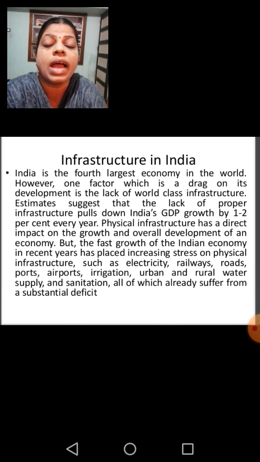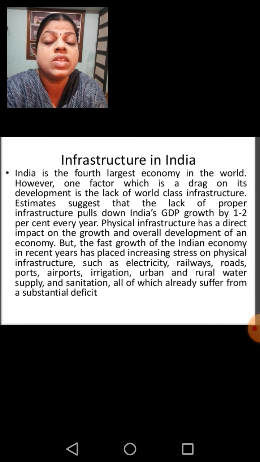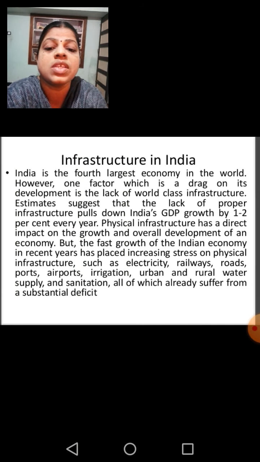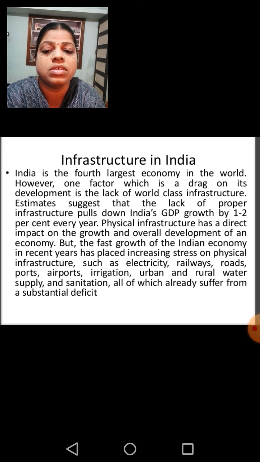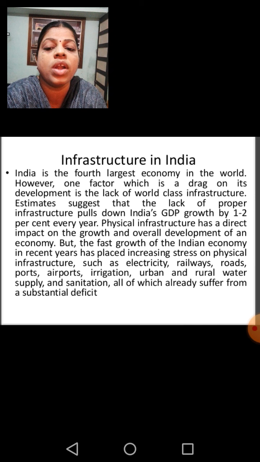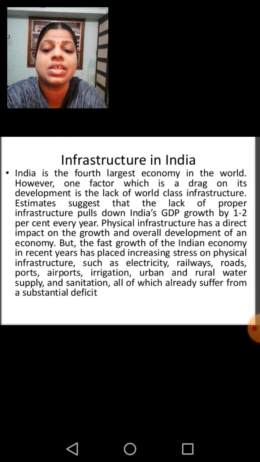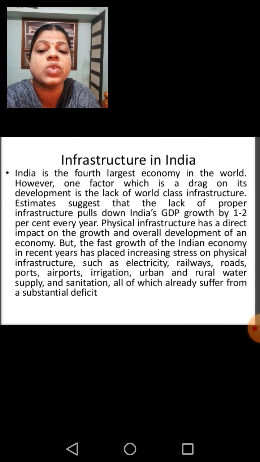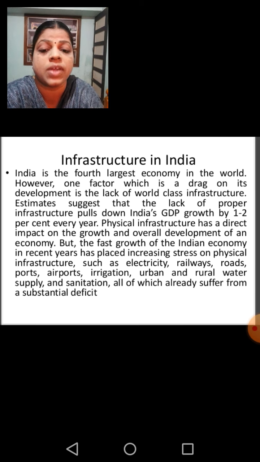And we know that India is the 4th largest economy in the world. However, one factor which is a drag on its development is the lack of world-class infrastructure. Various estimates suggest that the lack of proper infrastructure pulls down India's GDP growth by 1 to 2% every year. And let me explain the different types of infrastructure.